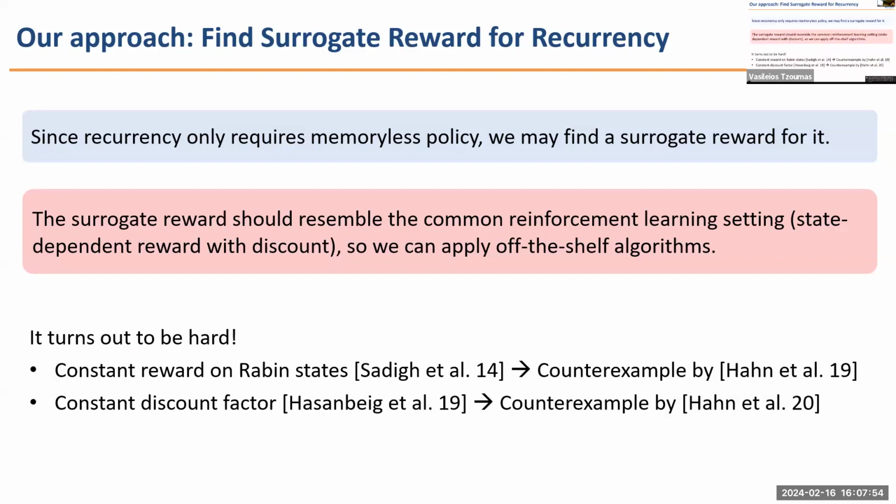Basically, if the MDP model is unknown, we try to learn how to achieve the recurrency objectives through trial and error, right? And to do that, if I want to apply reinforcement learning, I want to convert that recurrency into a reward function, a state-dependent reward, such that I can use it to guide me to find that optimal policy. The reason we can do that is because the recurrency only requires a memoryless policy. So that is the reason we can hope to define a surrogate reward for that.